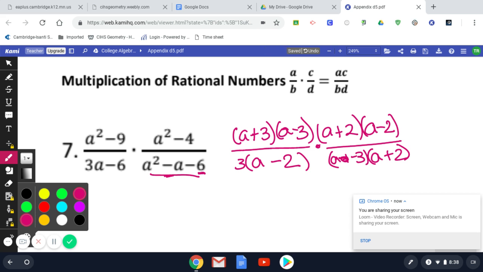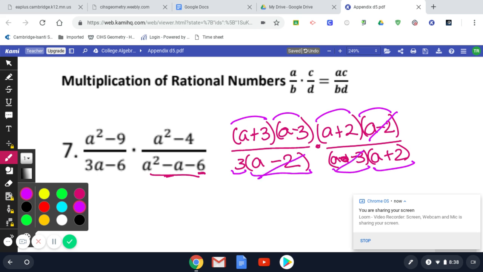Now, these are all factors. Factors are things being multiplied together. So we have 3, we have a minus 2, we have a minus 3, a plus 2. On the top, we have a plus 3, a minus 3, a plus 2, a minus 2. So we want to cancel out anything that's the same. So a minus 2 and a minus 2 cancels out. A minus 3 cancels out. A plus 2 cancels out.